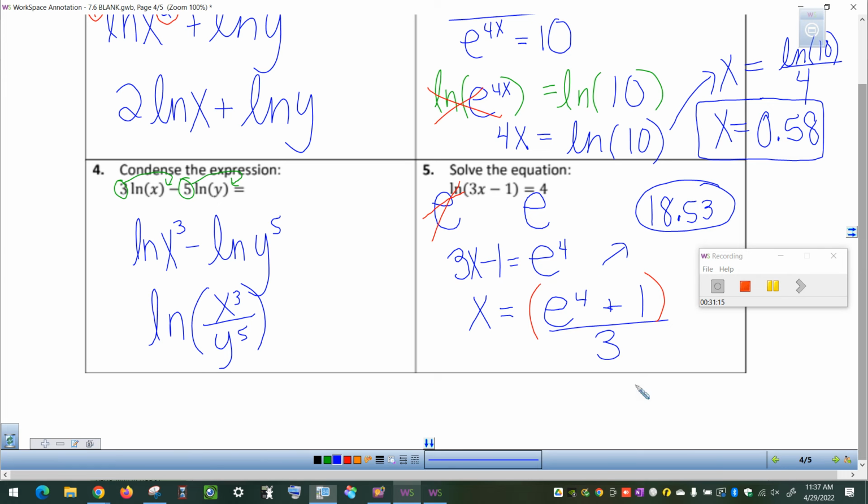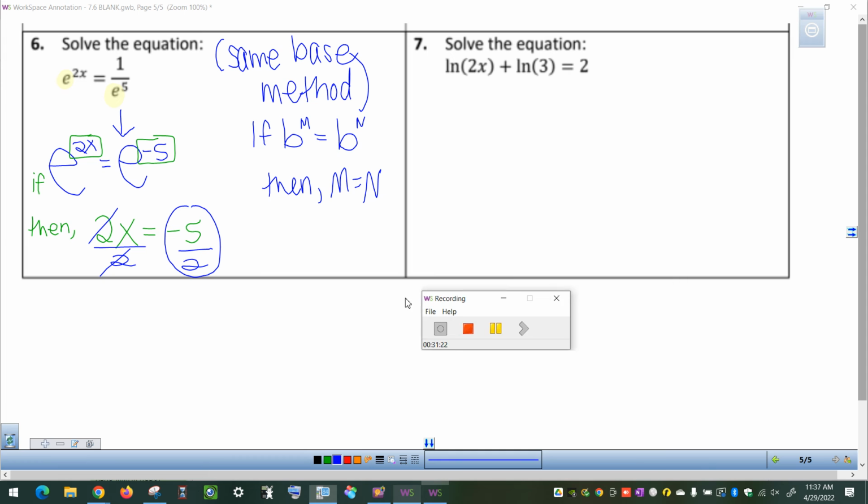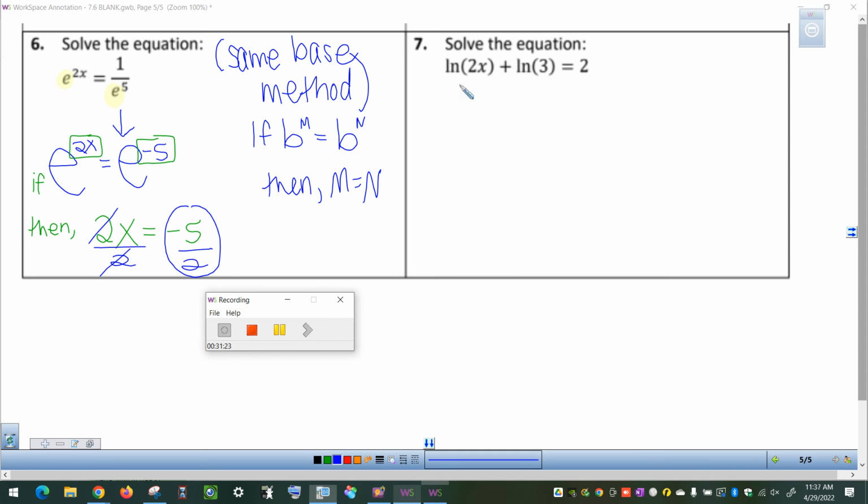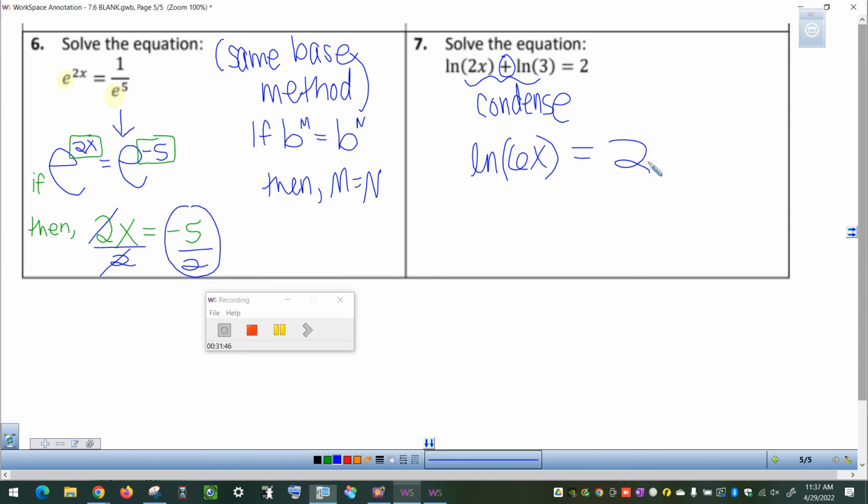All right, very last equation we have today is another log equation, since it involves ln right from the very start. But similar to some problems that we saw in the last lesson, sometimes we have to condense it first before we can do anything to cancel out the logs. So notice that these are being added, and so that 2x and the 3, those are going to multiply together. So it's going to be ln of 6x equals 2.